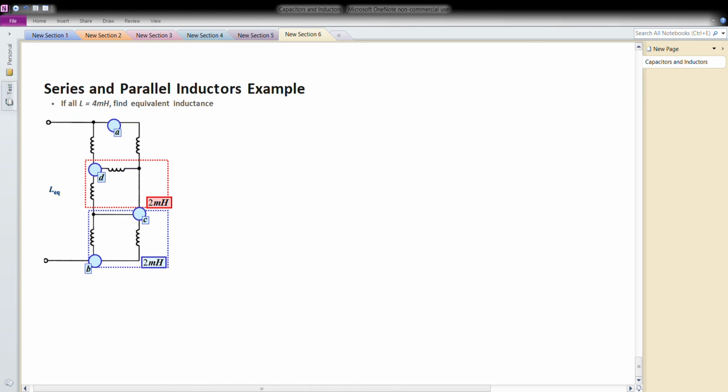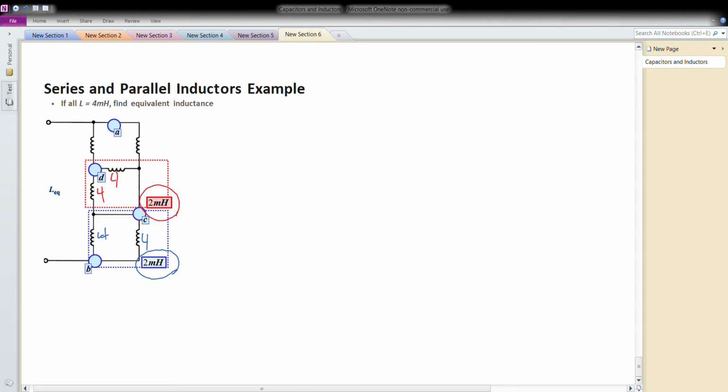Looking at the blue ones, I know that they're obviously in parallel because they share the same two nodes. This is a 4, this is a 4. If I combine them in parallel, I'm going to get 2 millihenry, right? And then looking at the red ones as they're drawn here again, I can see that these two are going to be in parallel. So this is a 4, this is a 4. They're equal. So if I do 4 times 4 divided by 4 plus 4, it's going to be 16 divided by 8. So it's still going to give me a 2.